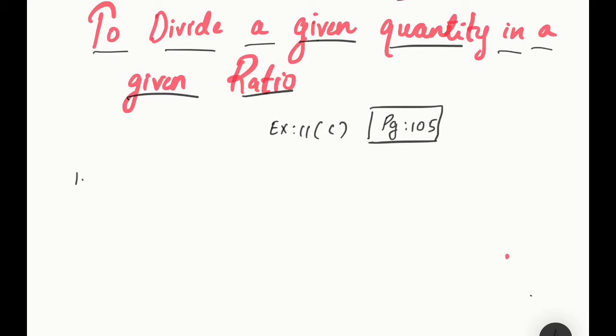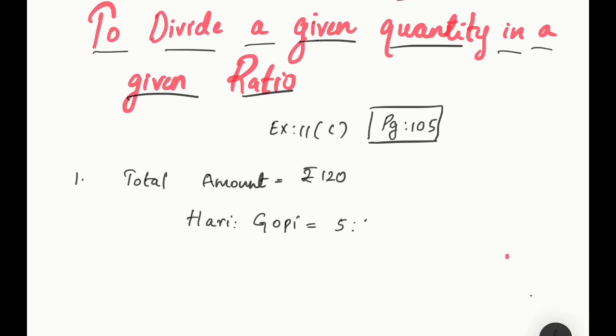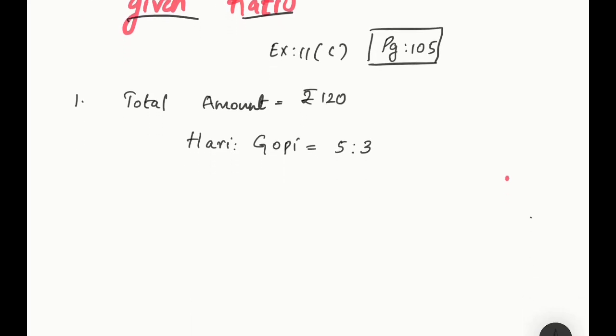Let us go to the first question. Rupees 120 to be divided between Hari and Gopi in the ratio 5:3. So, total amount we have is rupees 120. It is to be divided among Hari and Gopi. So, ratio is given as Hari is to Gopi equals 5:3. How much does each get? In this case, how do we do it? Okay. So, let us go through that.